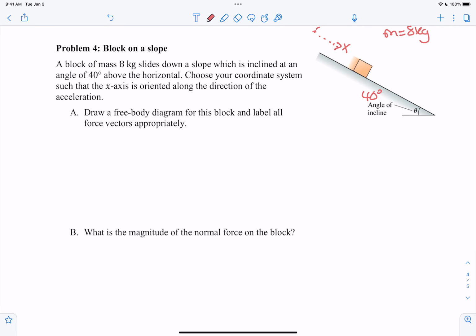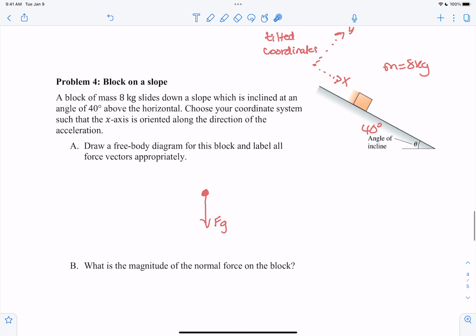Now, we want to draw a free body diagram for the block, right? So I have this block here. And what forces do we have acting on the block? So we have gravity, right? That's pointing directly downwards. What else? We have normal, and we have friction. So normal, what direction would normal be pointing in based on these tilted coordinates? I know that gravity is pointing downwards like this. Normal would be pointed what?